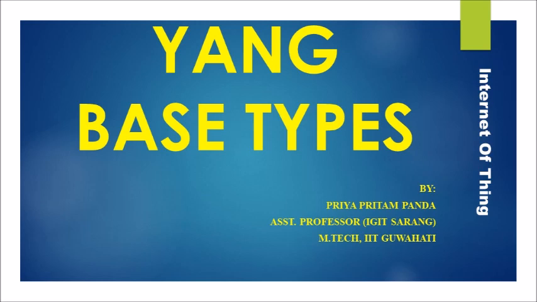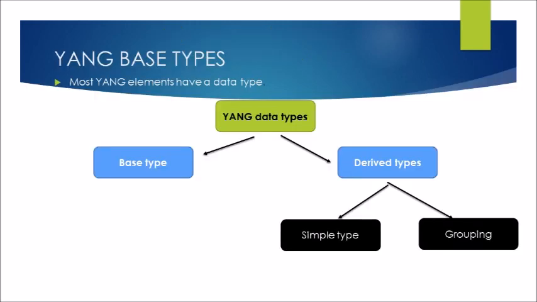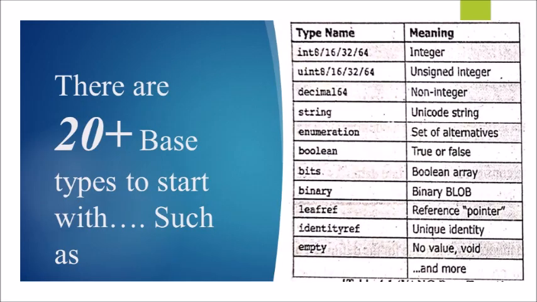All the YANG elements must have a data type, and those data types are divided into two categories. That may be a base data type or a derived data type. Base stands for inbuilt data types such as integer, float, string, and all those things. And if you derive a data type from an existing data type, that is called a derived type. Derived data types are again classified into two types. It may be a simple type or a grouping type. That means the derived type is either a simple type or a group of some simple types, which is called grouping. We have more than 20 base types to study.